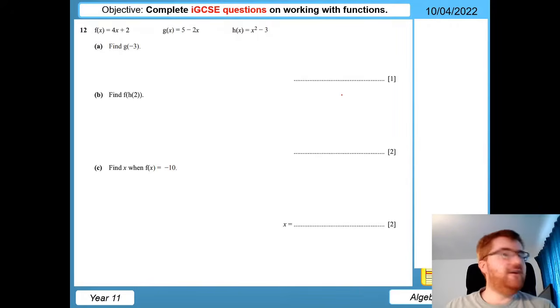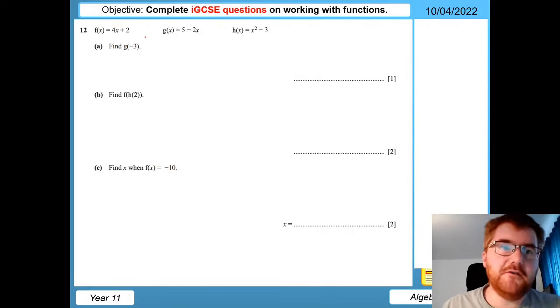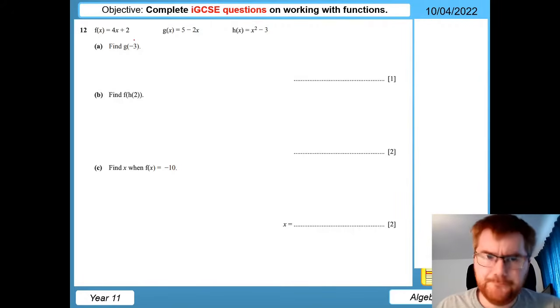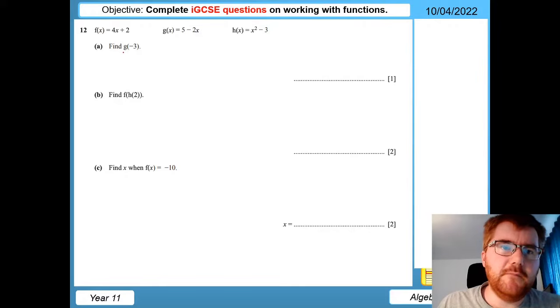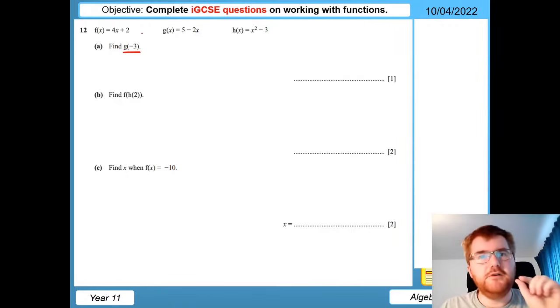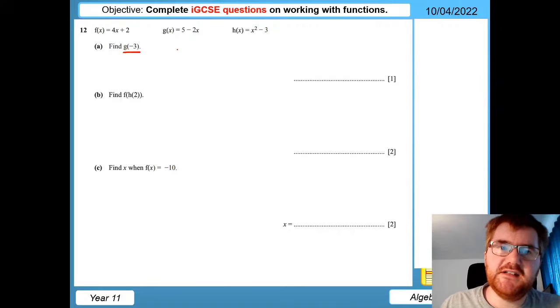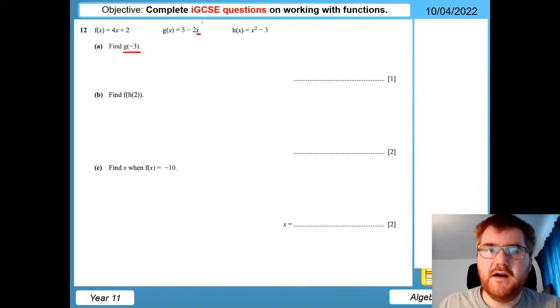Right, and on to another functions question. So here we go, we've got 3 different functions this time, and we want to work out g of minus 3. This is usually the most basic skill on IGCSE, and all this means is wherever we see an x in the g function, we're going to replace that x with a minus 3.